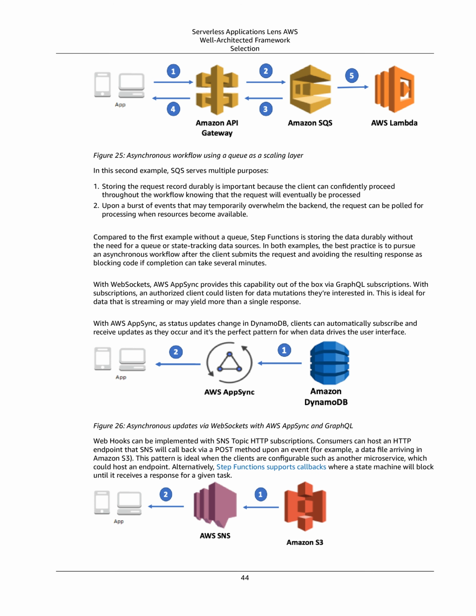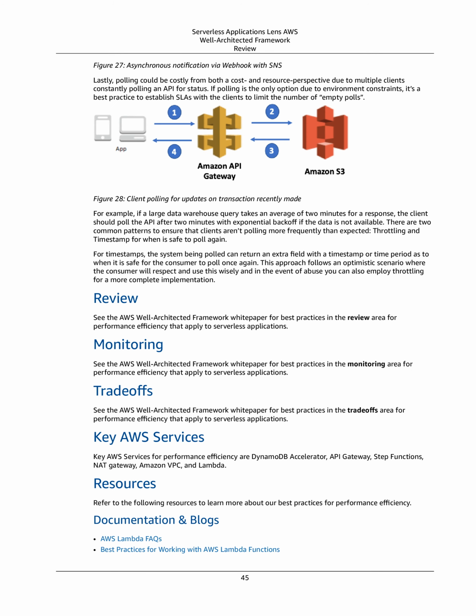Webhooks can be implemented with SNS topic HTTP subscriptions. Consumers can host an HTTP endpoint that SNS will call back via a POST method upon an event, for example, a data file arriving in Amazon S3. This pattern is ideal when the clients are configurable, such as another microservice, which could host an endpoint. Alternatively, Step Functions supports callbacks where a state machine will block until it receives a response for a given task. Figure 27, asynchronous notification via webhook with SNS.